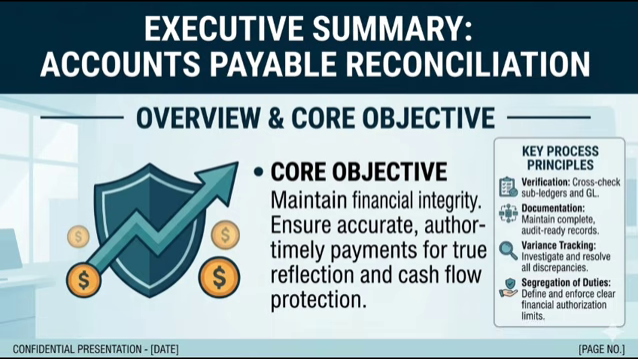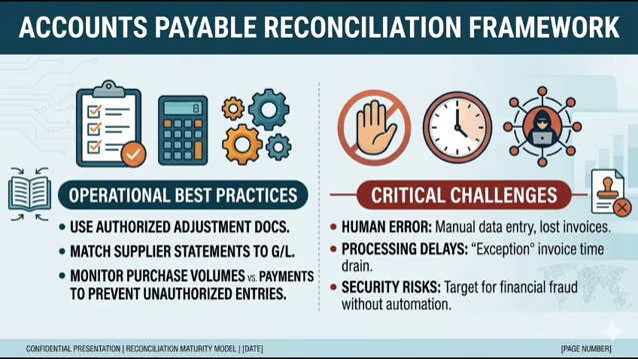Key principles simplified. 1. Verification. Double-checking the small books against the big books. 2. Documentation. Keeping the receipts so you don't get in trouble during an audit. 3. Variance tracking. Being a detective when the numbers don't match. 4. Segregation of duties. Making sure the person who approves the bill isn't the same person paying the bill to prevent inside jobs. Think of these as the golden rules for a clean audit.